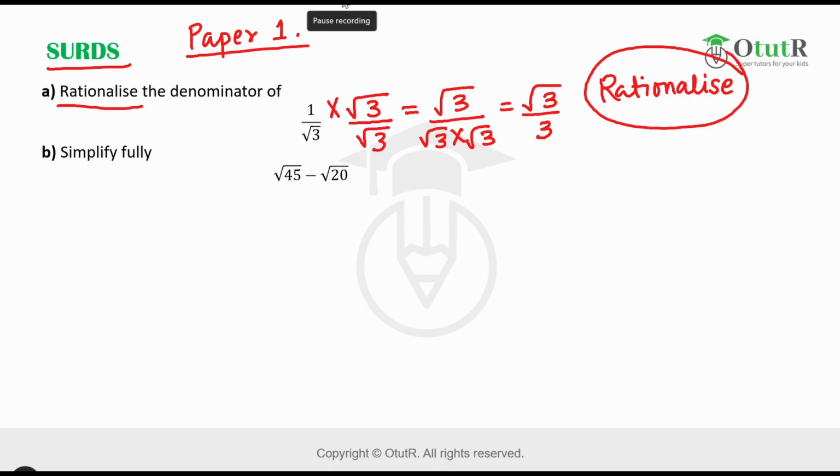Okay, now let us move on to the next question, which talks about simplifying this particular surd. Okay, one minute, let's do something.